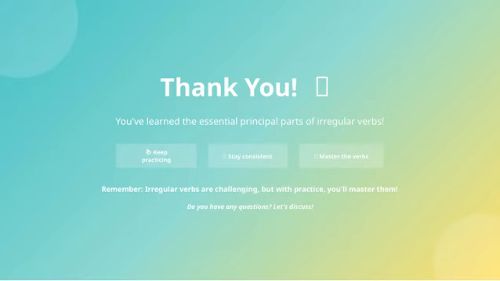Just a quick reminder, irregular verbs can be challenging because they don't follow the regular patterns, but don't worry, with enough practice, you'll get the hang of them. Keep at it, and you'll see improvement over time.